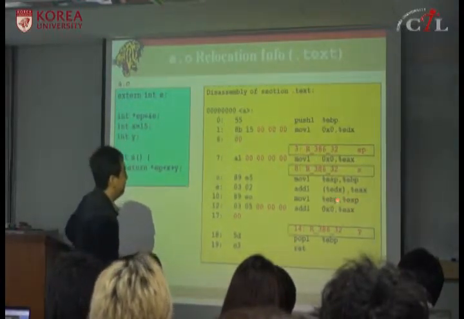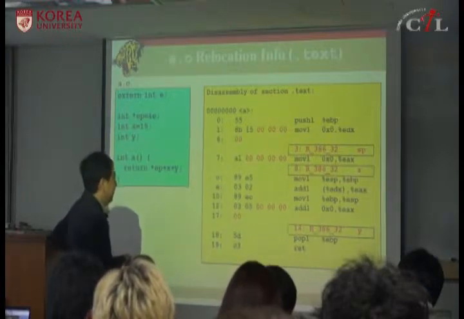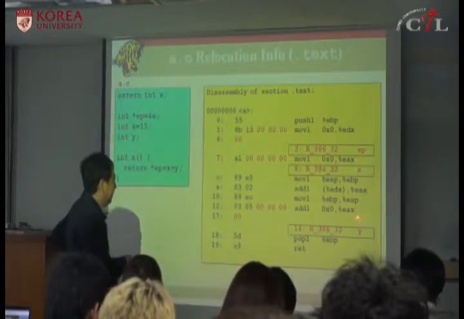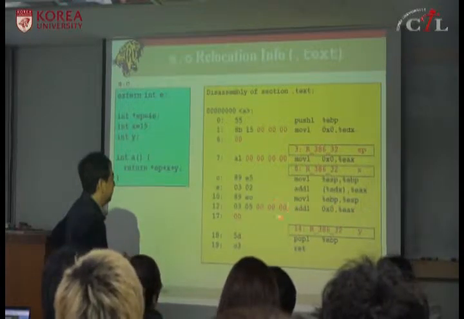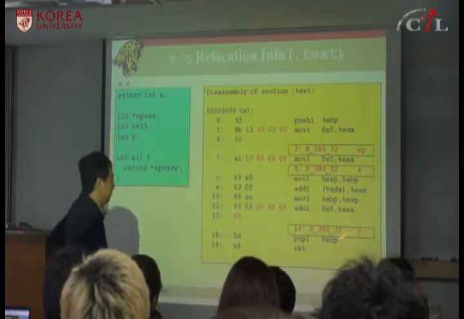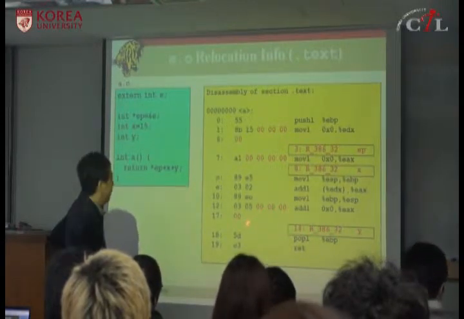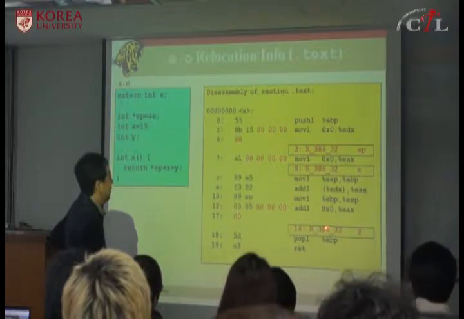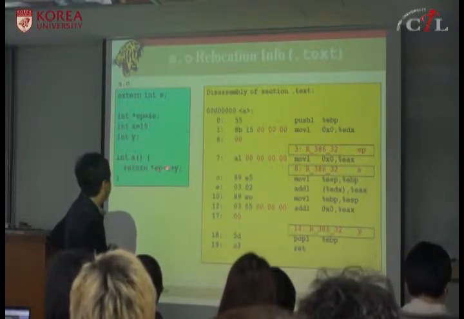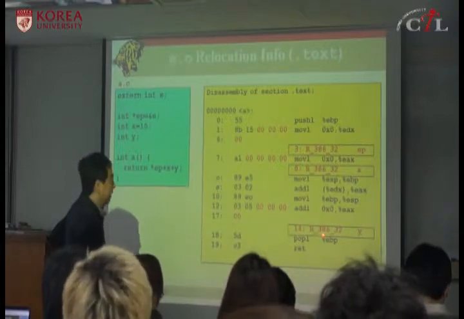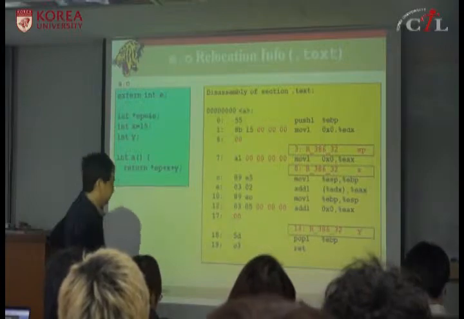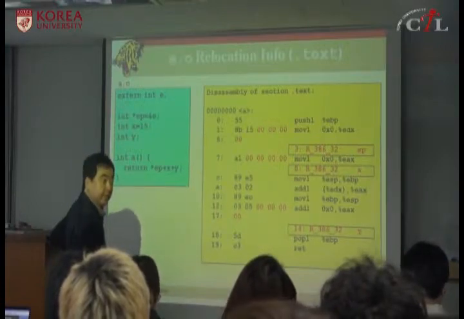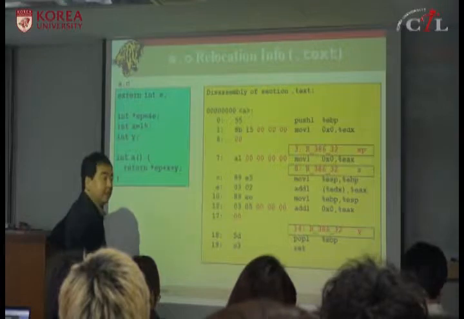And they manipulate stack pointer, and then they add Y to EAX, and the address of Y is unknown, so they also use absolute address. You need to modify this. So this corresponds to star EP plus X plus Y, and then they pop the frame pointer and then return. Okay? Return.